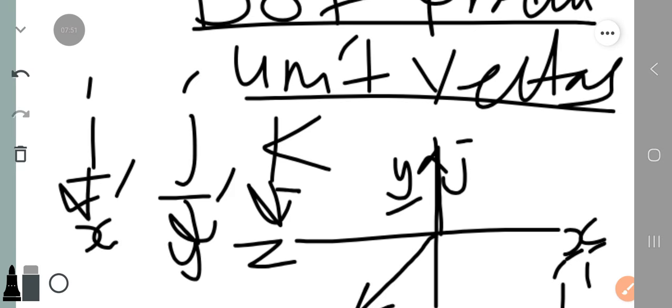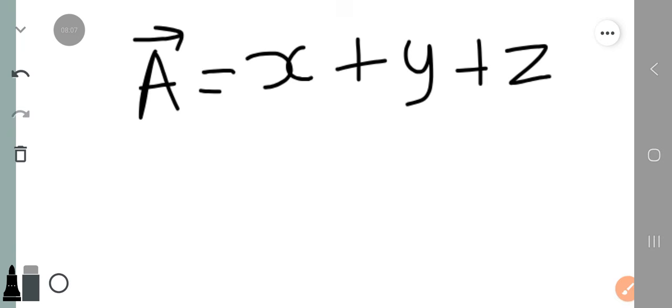Don't forget this. So that means we can have vector A, all right? This vector A can have x in the x-axis, plus it can also be in the y-axis, plus it can also be in the z-axis. So this can be written as vector A equals what?